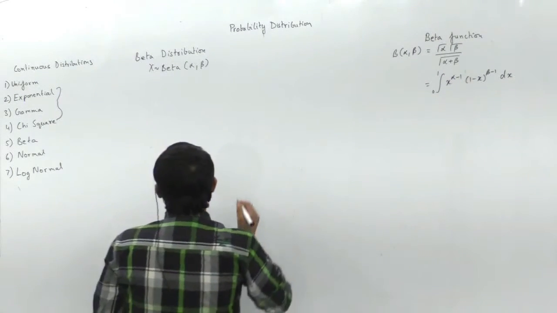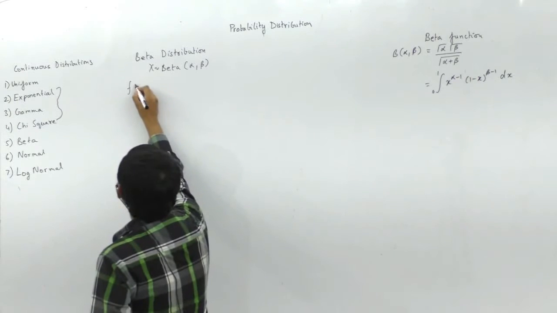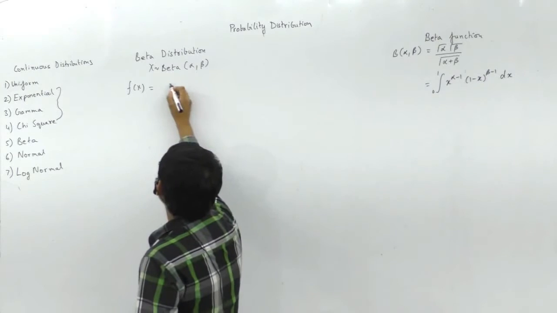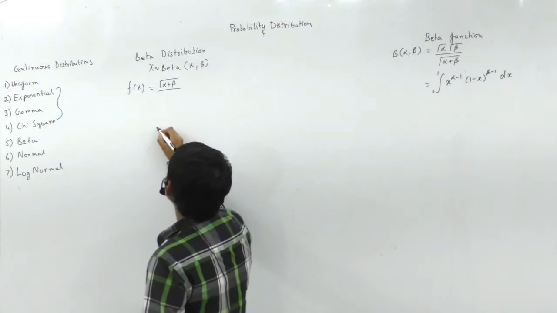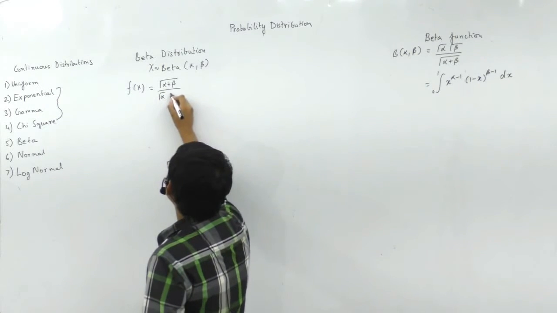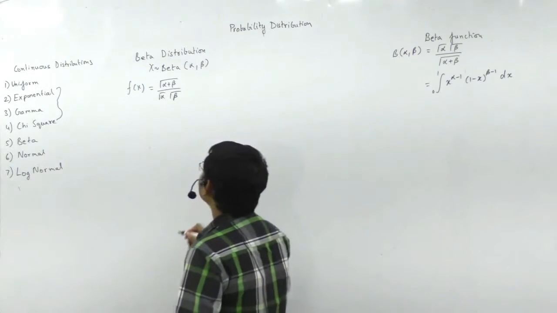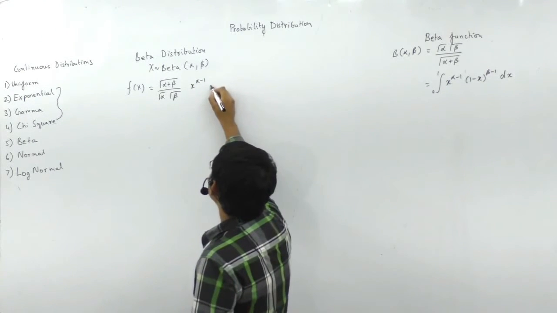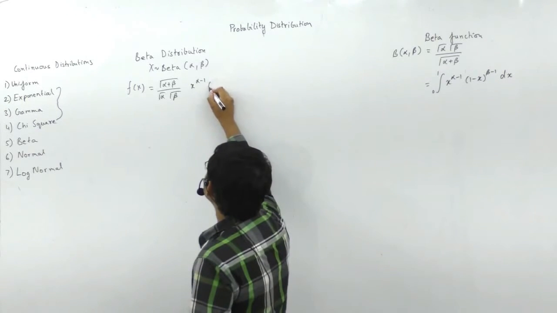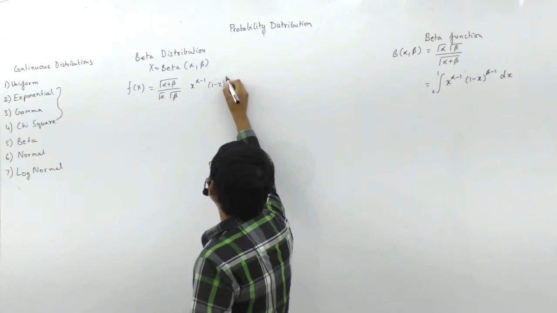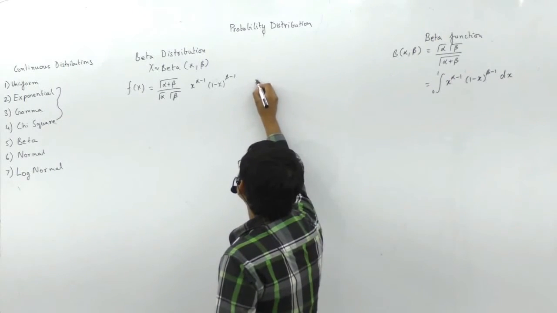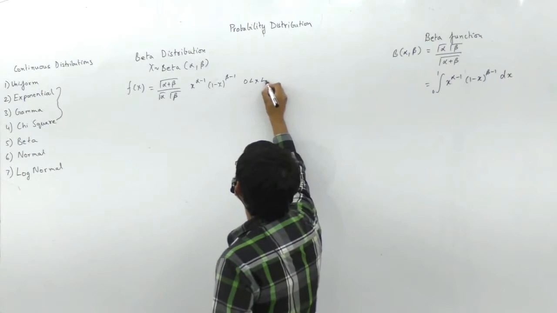Now we'll see how we derive that. Our f(x) is nothing but gamma of alpha plus beta upon gamma of alpha gamma of beta into x raised to alpha minus 1 into 1 minus x raised to beta minus 1, where our values of x are between 0 and 1.